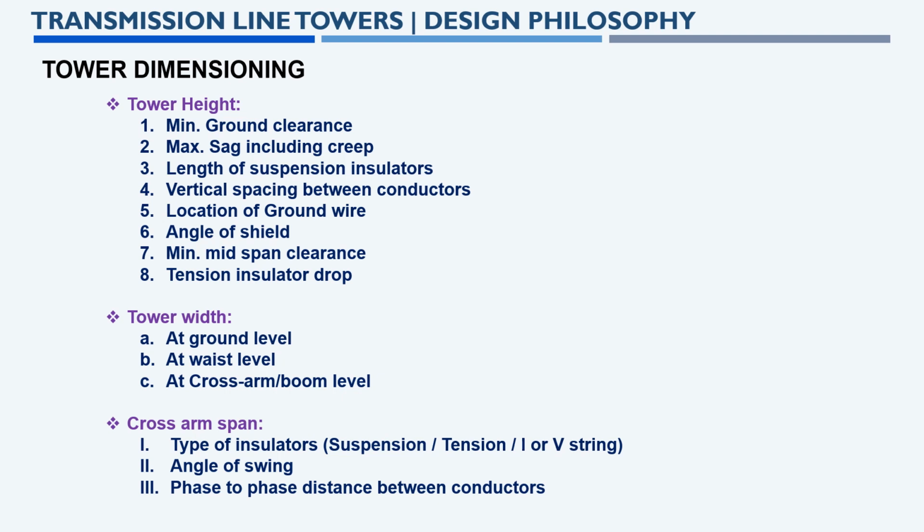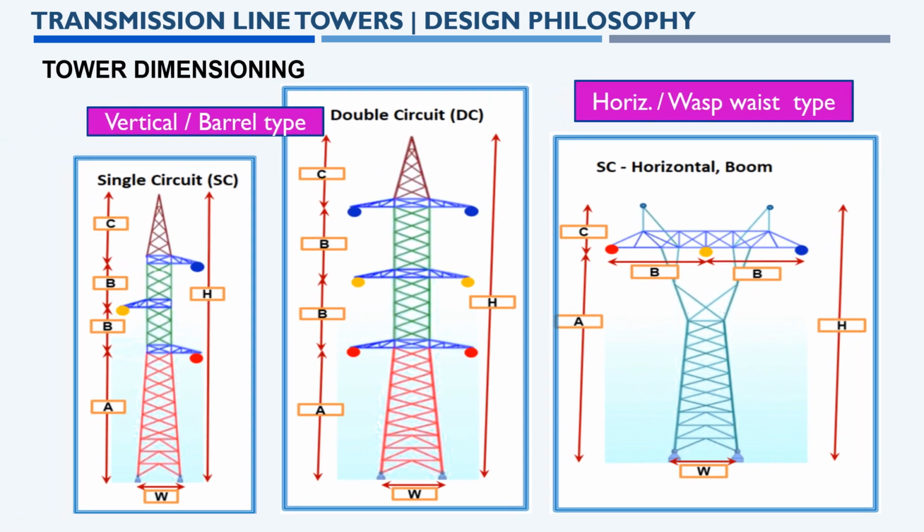Angle of swing: what kind of angle is it, either 0 to 5 degrees, or 5 to 15, or 15 to 30 degrees, or 30 to 60 degrees. The angle of deviation of the tower, the nearby tower or the conductor, is to be checked to finalize the cross arm dimensions. And finally, the face to face distance between the conductors is required for finalizing the cross arm dimensions. So these are the three configurations where we are going to see the basic input about the dimensions.